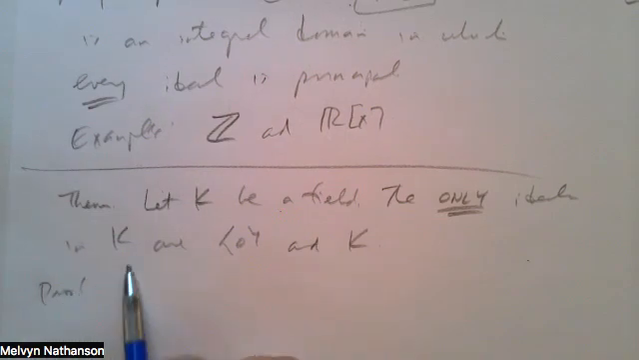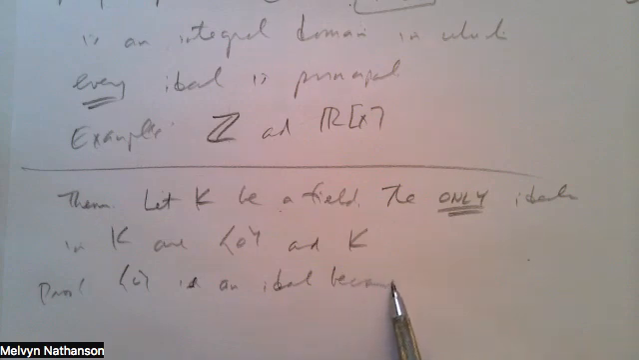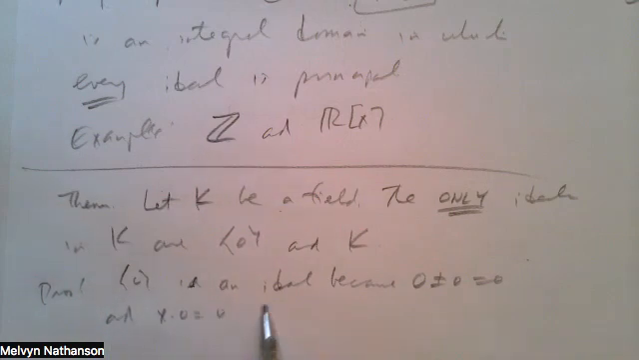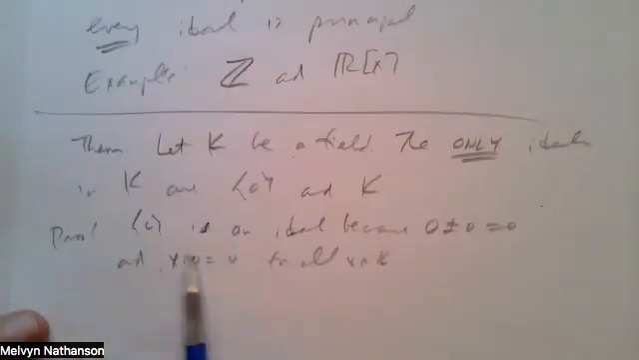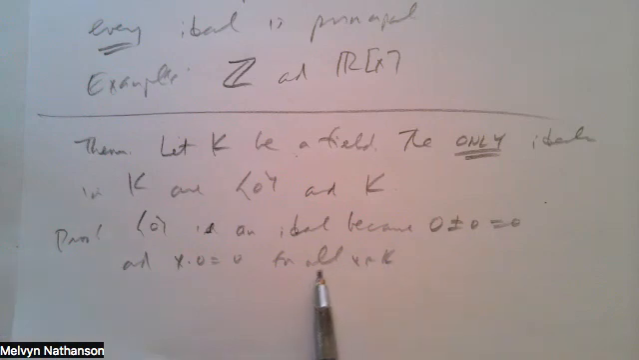So proof. First of all, 0 is an ideal because 0 plus or minus 0 is 0, and x times 0 is 0 for every x in the field. So the set consisting just of 0 is closed under addition and subtraction, and it's closed under multiplication by an arbitrary field element.